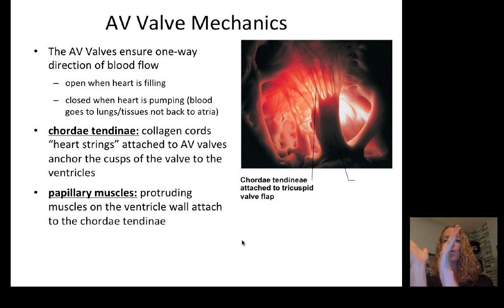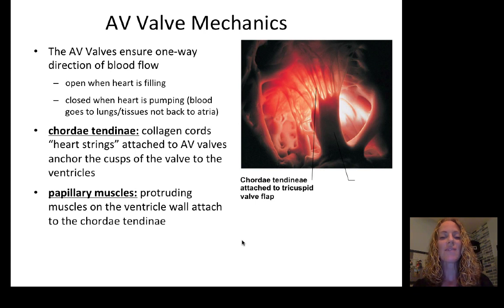These valves must be open when the heart is filling, and they close when the ventricles are pumping, so that instead of the blood getting backed up into the atria, the blood will go out either the pulmonary trunk or the aorta. These are very powerful valves, and to prevent the valves from failing and going back into the atria, there are large collagen cords, which are the chordae tendineae. So when they say we have heartstrings, we really do.